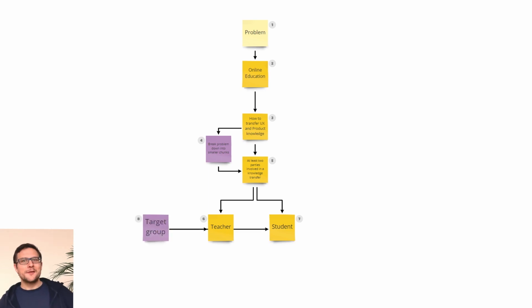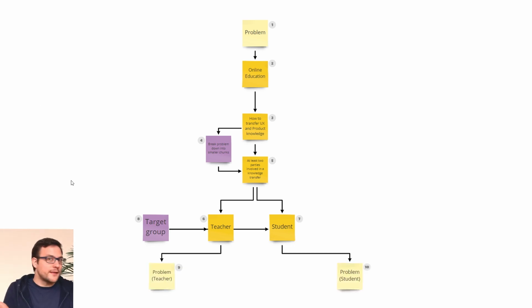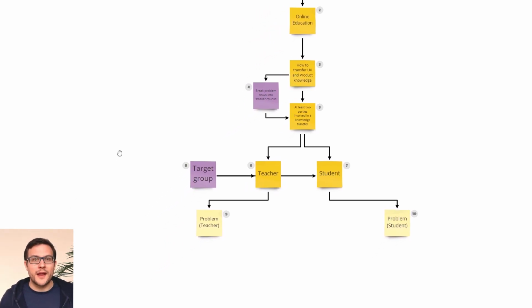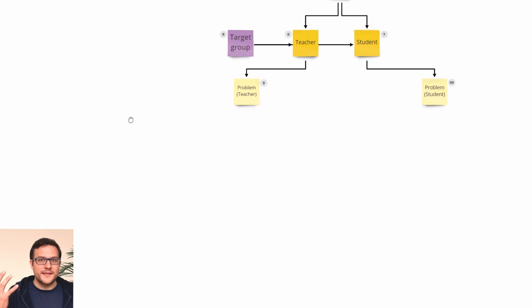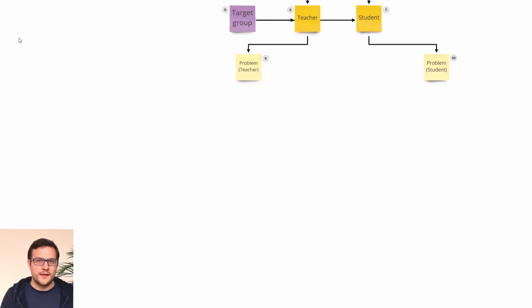Well, we now have two sides to the problem. The sender, in this context the teacher, and the receiver, in this context the student. From here on out, we have to look at the problem from the perspective of the target group. The teacher faces different problems than the student.